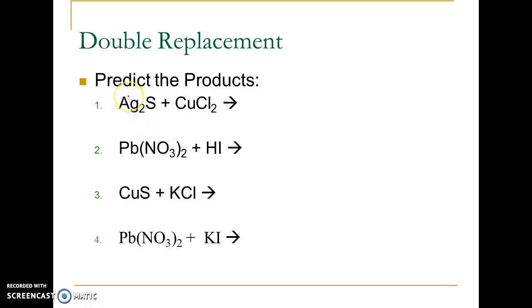We're going to use the trick that we used in the first video to predict our products. We're going to match our outside elements together and our inside elements together. Okay, so I'm going to pair silver and chlorine together. I need to make sure that their charges equal 0. Remember that silver always has a +1 charge, and chlorine has a -1 charge. So their charges balance out to equal 0 to give us silver chloride.